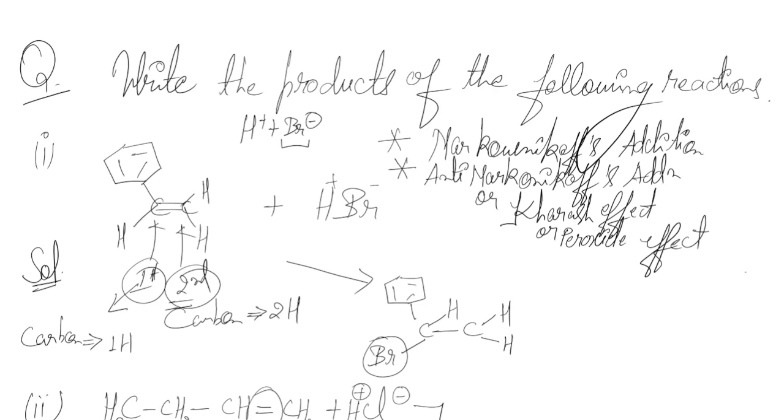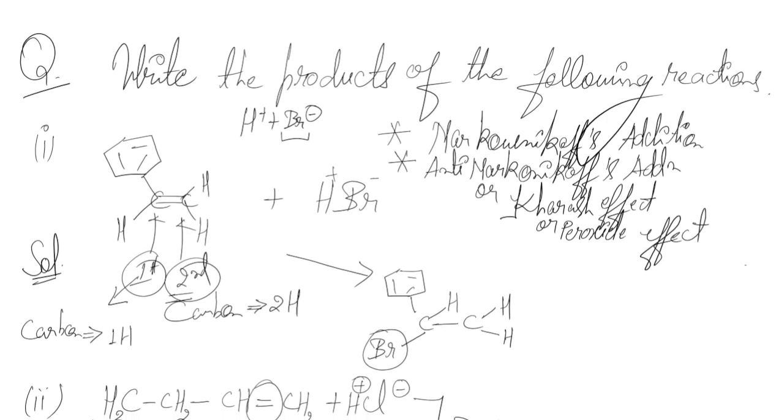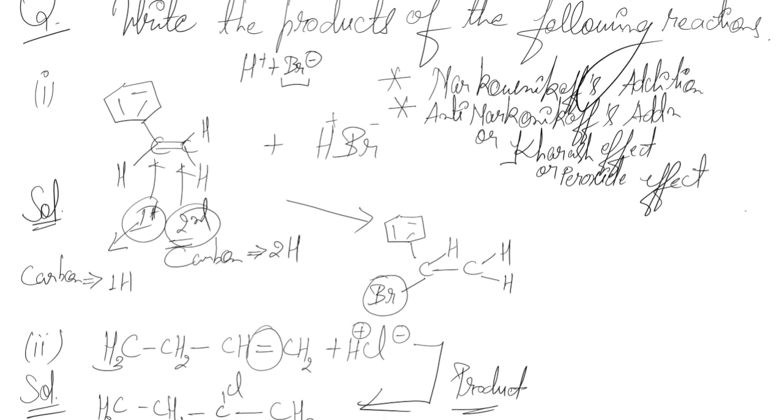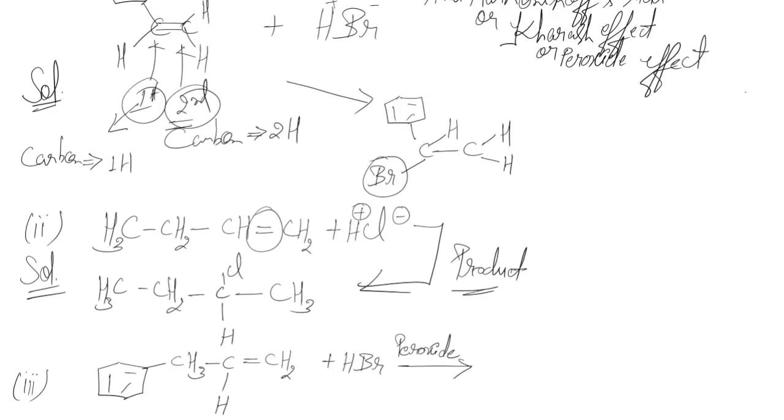Now let's see the third question, and this is an interesting one. Here the reaction of the olefin, the alkene, is with HBr in the presence of peroxide. So here you think about the Kharash effect. This is an example of the Kharash effect. In the presence of peroxide, the reaction will work as an anti-Markownikoff addition.